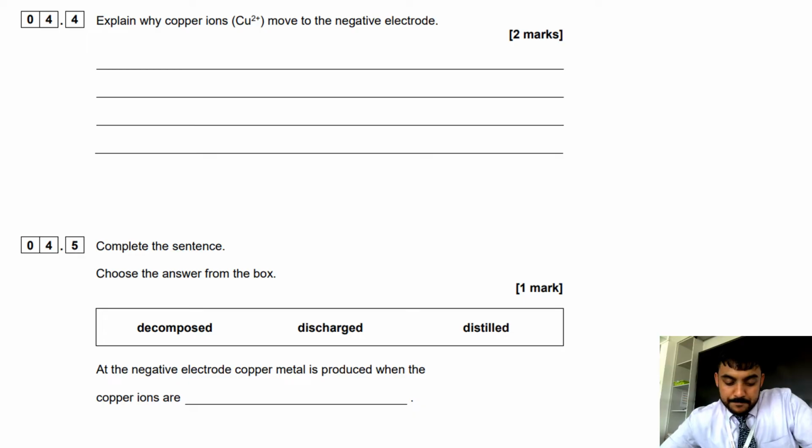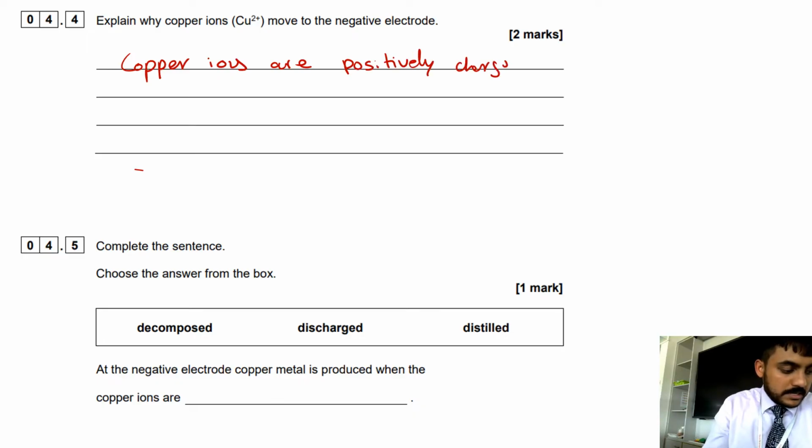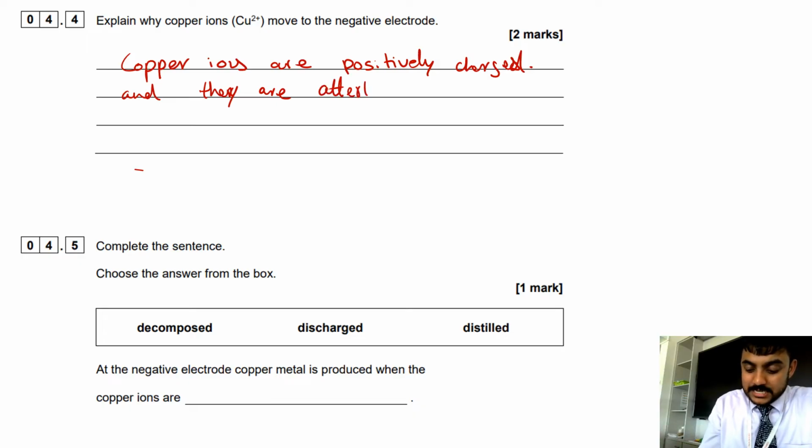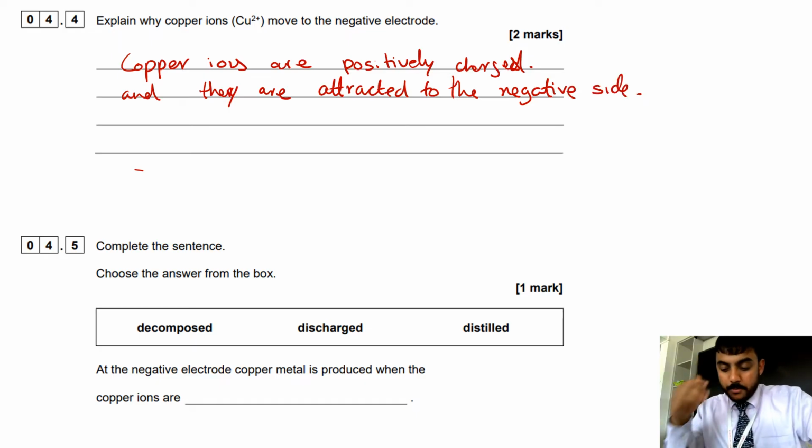Next, explain why copper ions move to the negative electrode. Copper ions are obviously positively charged, and they are attracted because of electrostatic attraction to the negative electrode. I'm going to say negative side just to put that picture in your brain.